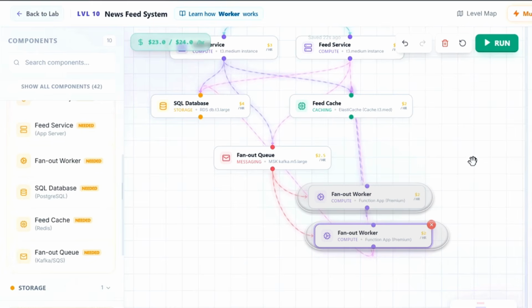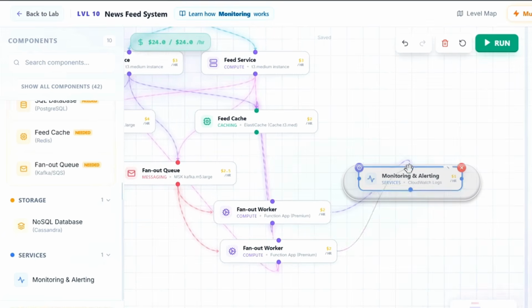Finally, the workers also send operational metrics to the monitoring and alerting service. These metrics include processing latency, worker failures, throughput, and queue processing statistics. Since the workers operate independently, we can increase the number of workers whenever posting traffic increases. This allows the system to scale horizontally without modifying any other component.